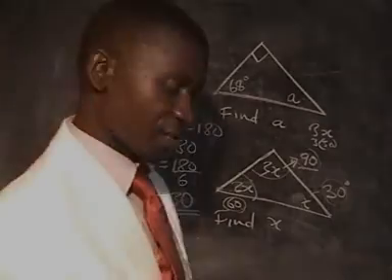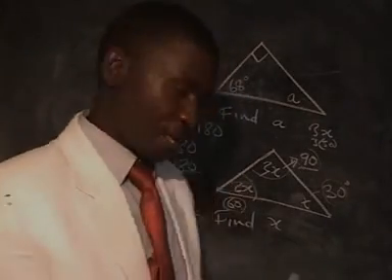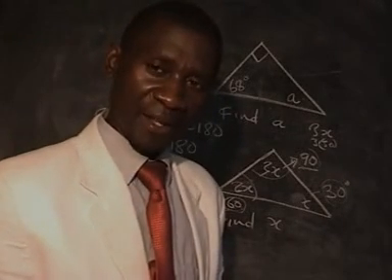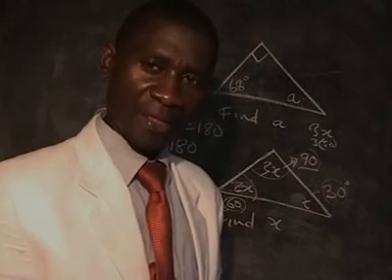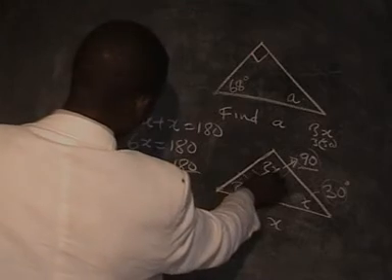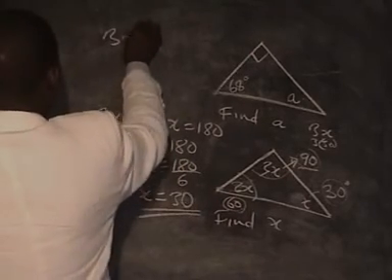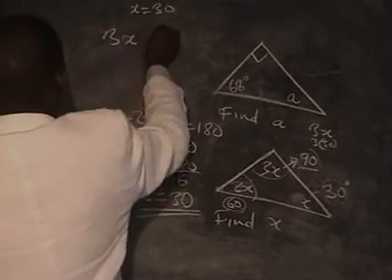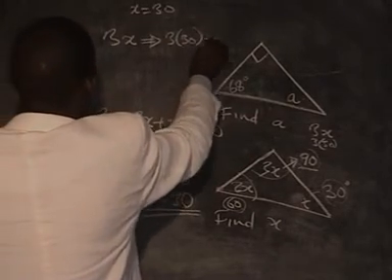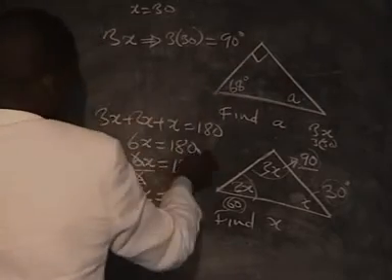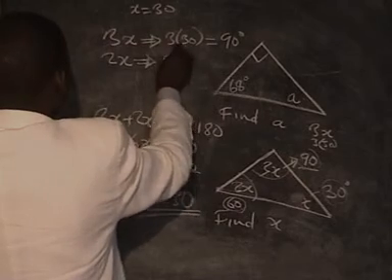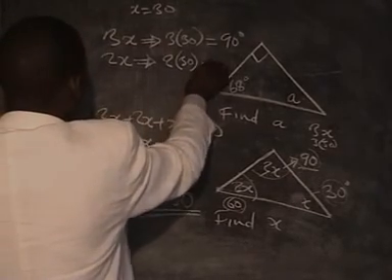But in some other cases, you are going to be told to find x, hence find the size of each angle. Then that way it means you have to substitute. Where you have a 3x there, and x is equal to 30, 3x leads to 3 multiplied by 30, and you come up with 90 degrees. And where you have 2x there, it means 2 multiplied by the value of x, which is 30, and this is going to be 60 degrees.